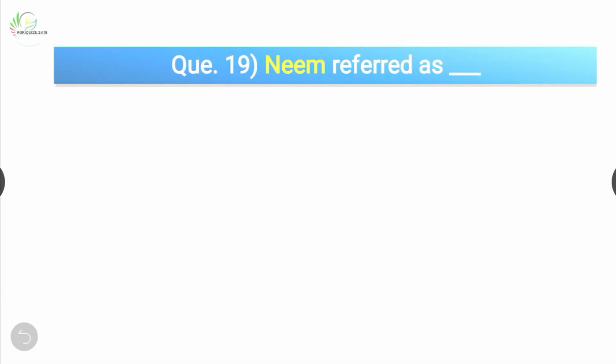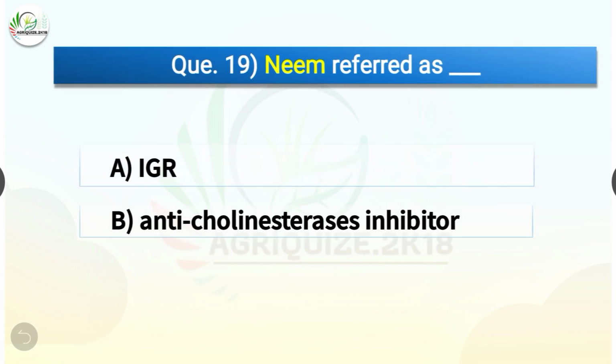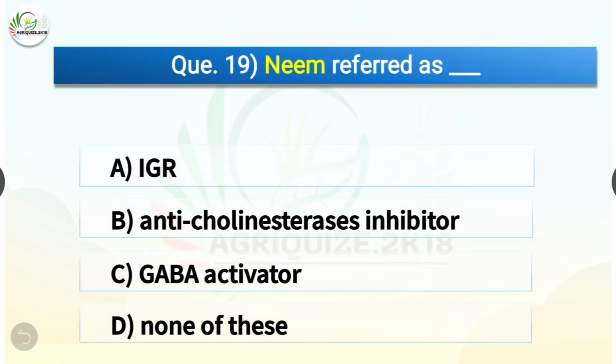Question number 19. Neem referred as dash. The options are IGR, anticholinesterase inhibitor, GABA activator, or none of these. The correct answer is option A, IGR. So neem is referred as insect growth regulator, or IGR.